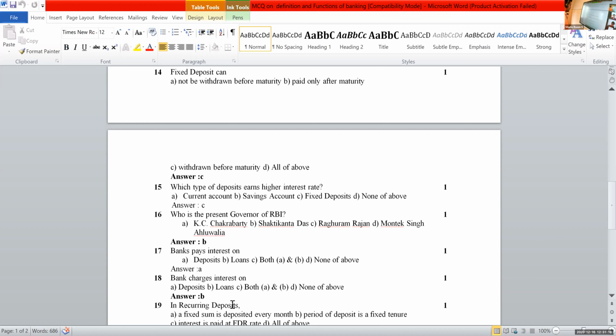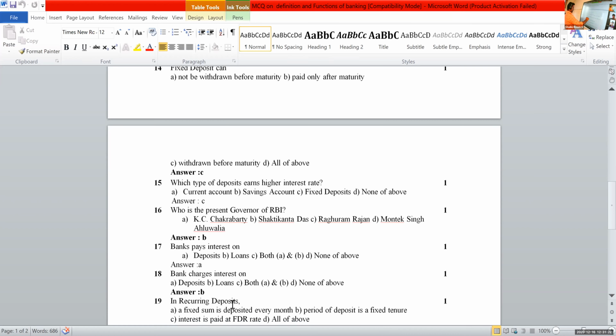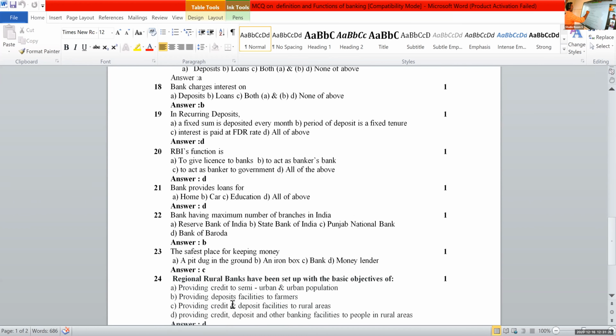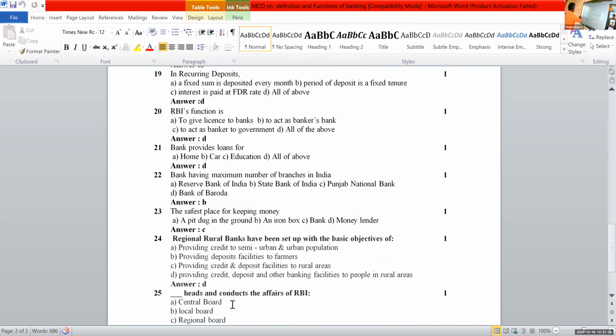Next, in recurring deposits, a fixed amount is deposited every month. Period of deposit is a fixed tenure. Interest is paid at FDR rate, fixed deposit receipt rate, and all of the above. That answer is all of the above. Next, RBI's functions: to give license to banks, to act as a banker's bank, to act as a banker to the government. So all of the above is the answer.